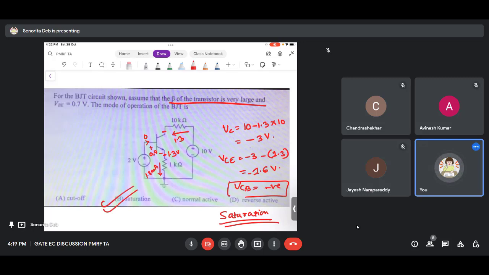For cutoff region, there will not be any flow of current. Okay, it will be off.